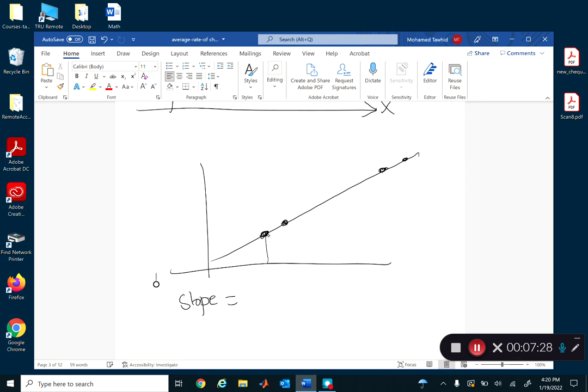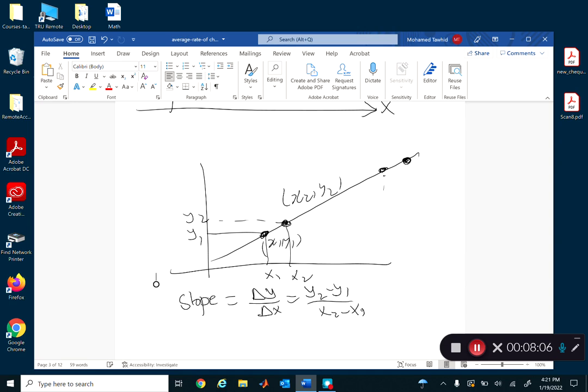The change in y. If that is your x1 and this one is y1, and that is your x2 and that is your y2, right? So this point here is x1, y1, and this point is x2, y2. You can take any 2 points on the line, whatever you wish. So how to get the slope? We call it the change in y over the change in x, or y2 minus y1 over x2 minus x1. That gives you the slope.